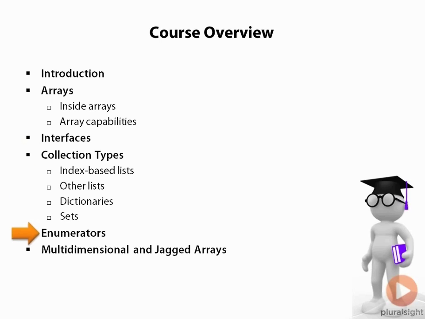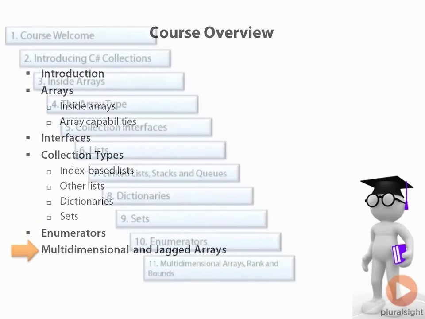And now we're starting to wrap up. In the last but one module, I'll give you an insight into enumerators, how they work under the hood, how the for each loop leverages them, and some of the pitfalls you need to be aware of when using enumerators. And in the final module, I'll look in more detail at array bounds and go over multidimensional and jagged arrays.